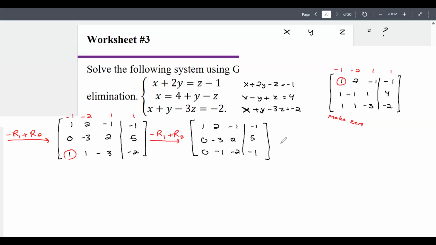Okay. So from here, what we should try to do is make sure that everything's 1. We got a 1 here, so we need to make this a 1, and we want to make this a 1. So I'm actually going to do 2 steps here. I'm going to take row 2 and multiply it by -1/3. And then I'm also going to take row 3 and multiply that by a negative to make that a positive 1.